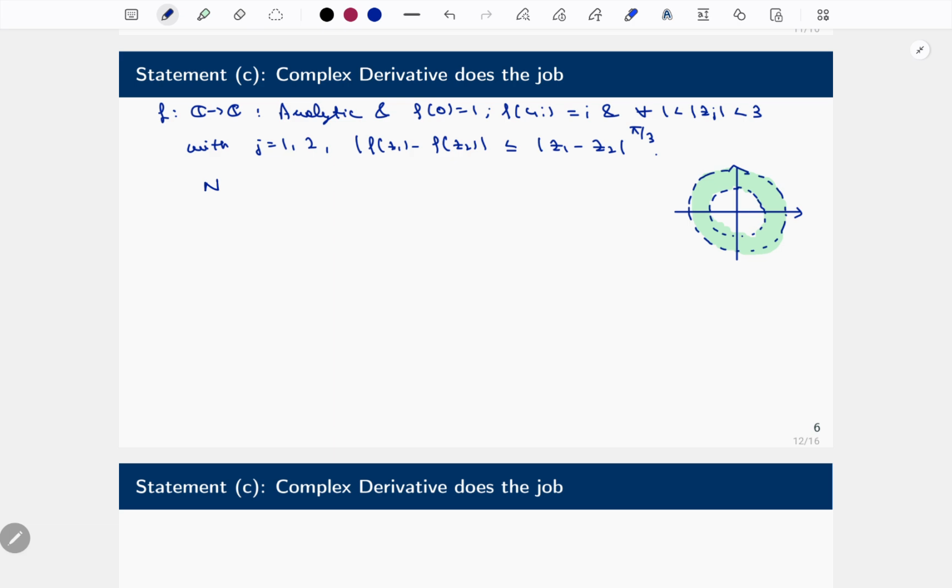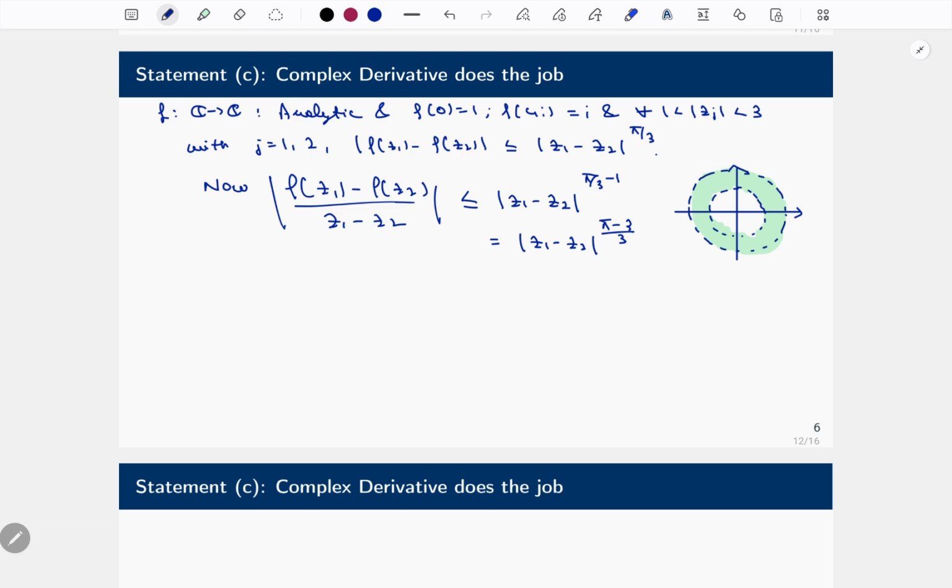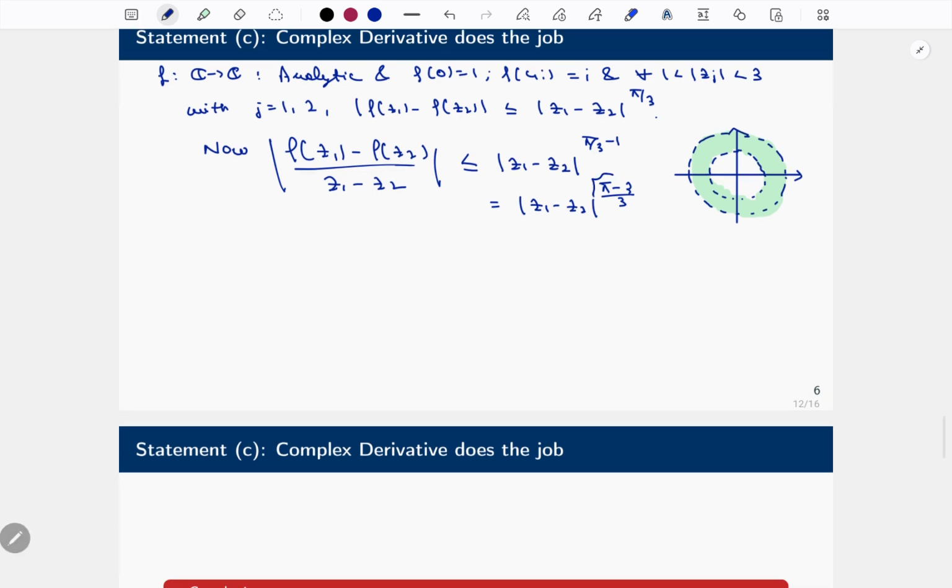Now we are given this. What can I say about mod of f of z1 minus f of z2 divided by z1 minus z2 under modulus? This should be less than or equal to mod of z1 minus z2 to the power pi by 3 minus 1, which is nothing but mod of z1 minus z2 to the power pi minus 3 by 3. But we know that pi is slightly bigger than 3, right? So this exponent is greater than 0.